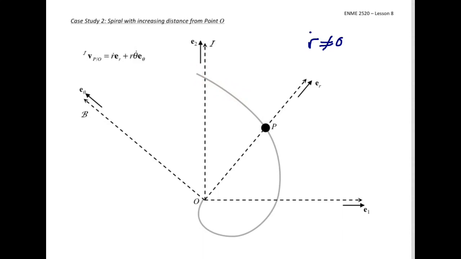And you'll see that the radius starts out at 0 and then increases throughout the motion of the mass. And then what we see here is that in our inertial velocity expression, we have an E sub r component and we also have an E sub theta component. So let's draw these in. So for our E sub r component, we're going to have a magnitude of this vector, and this is going to be r dot.